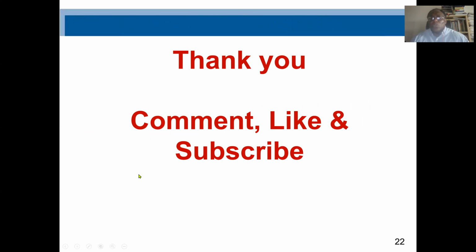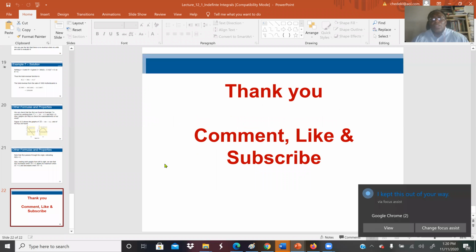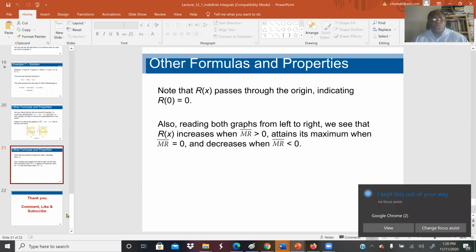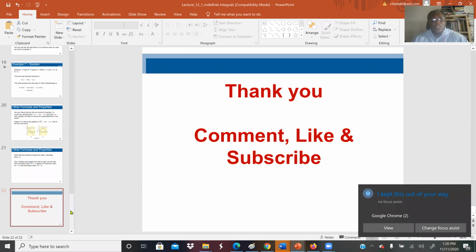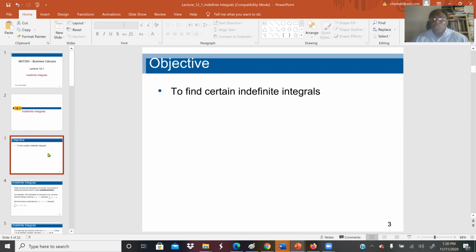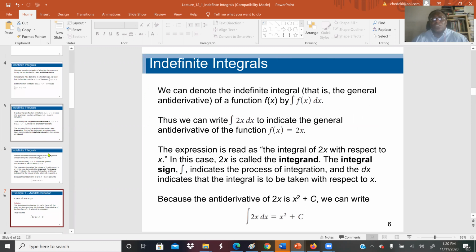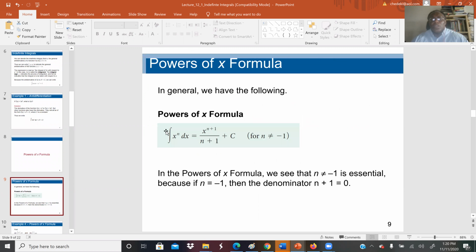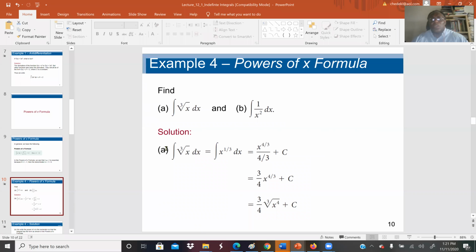So this will be the conclusion of our first lecture on indefinite integrals. Again, in this lecture, we cover the power rule, the sum rule, and then the constant. So the main thing we learn here is we should understand this first rule. The integral of x to the power n dx is equal to x to the n plus 1 over n plus 1. So we saw the example here.